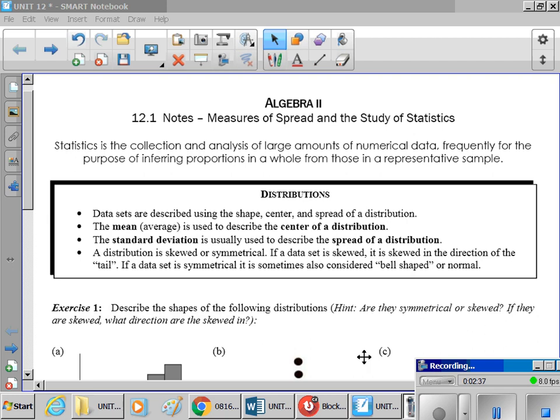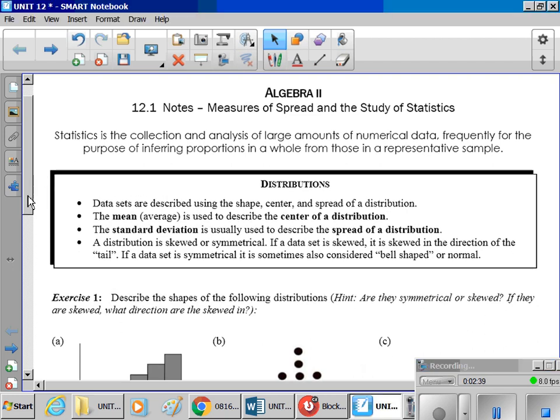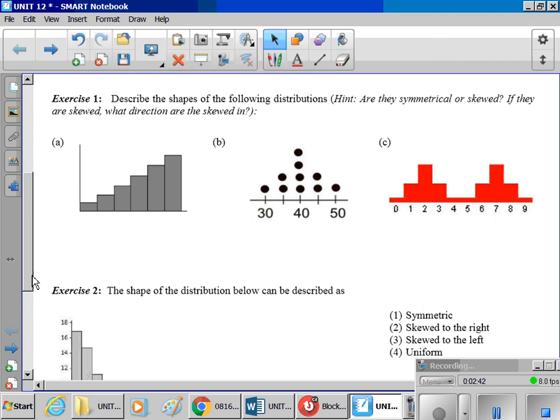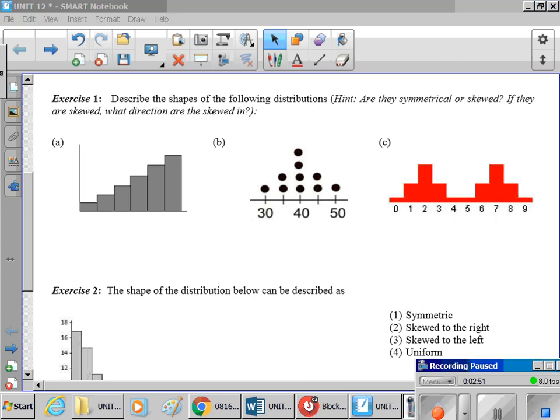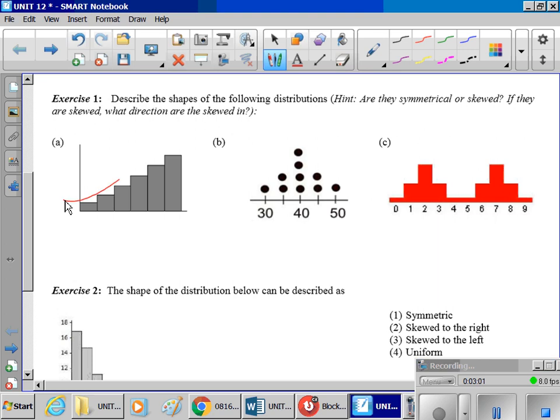So here in exercise 1, describe the shapes of the following distributions. Hint, are they symmetrical or skewed? If they are skewed, what direction are they skewed in? So I'm hoping in letter A here, you see that this is not a normal distribution. This has a tail. So this one is said to skew left because it skews in the direction of the tail.